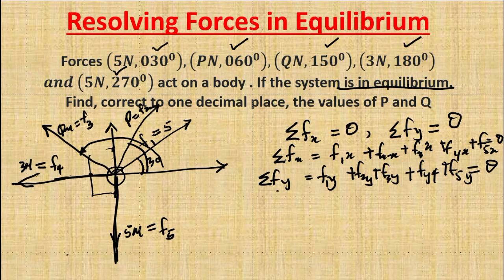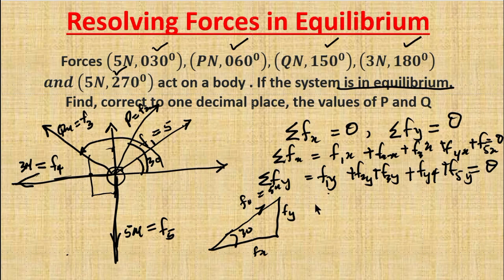Now let's pick each of the components. So for my F1, here is my F1 acting at 30 degrees to the x-axis. So I'll pick it this way. Here is my F1 and it is at 30 degrees to the x-axis, and the force itself is actually 5 Newton. So I'll have Fx on the x-axis, I'll have Fy on the y-axis.